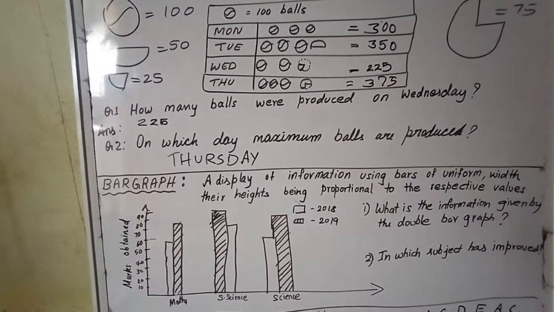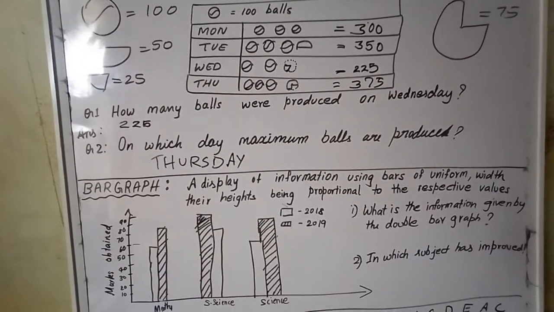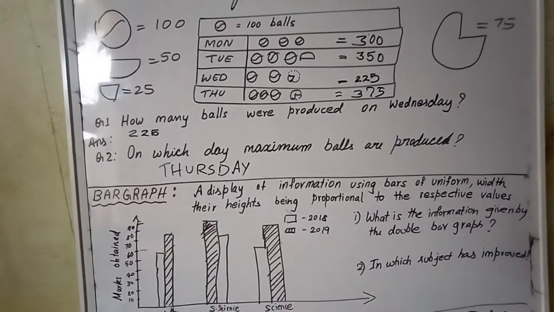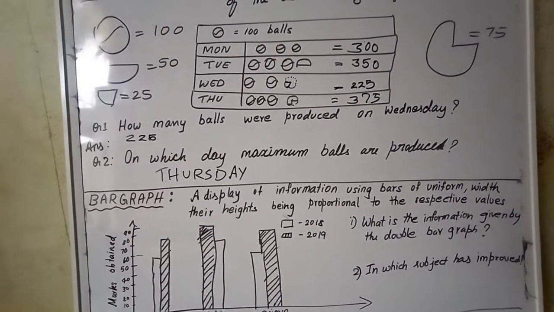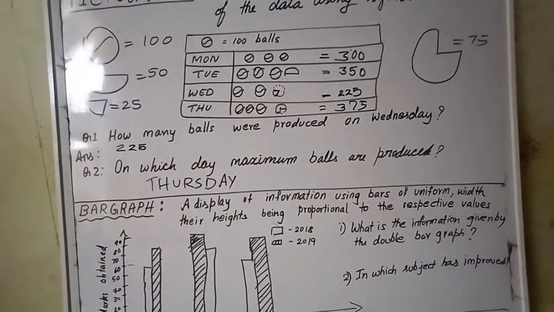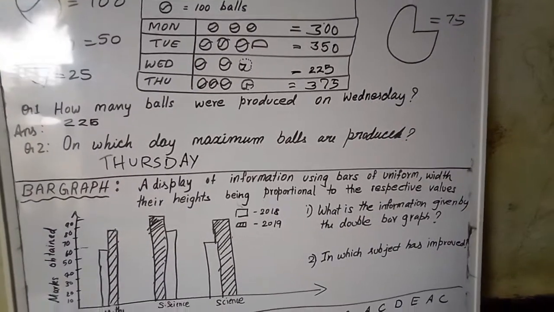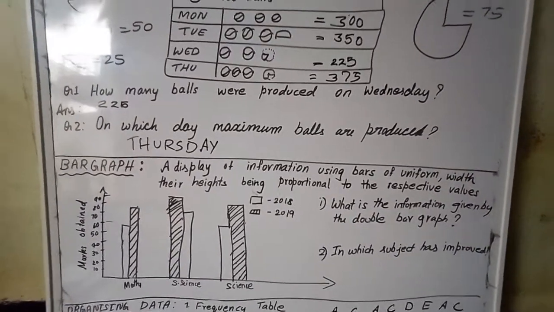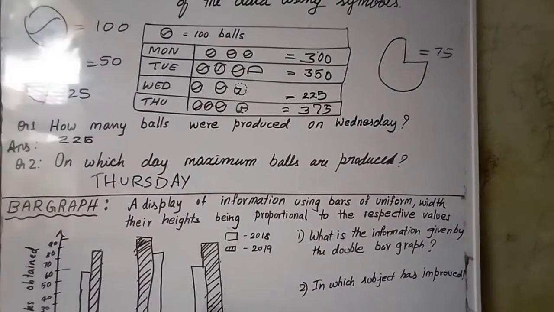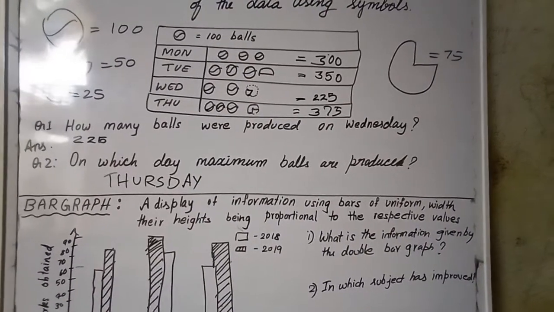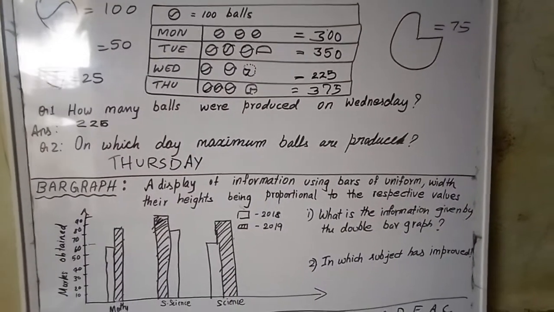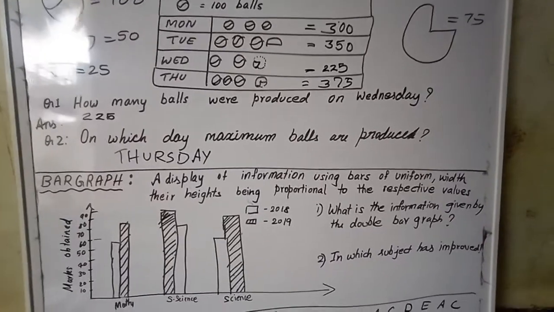So in this way you can compare the data. This is a bar graph. You will get the information, and it also gives a clear picture, so it is helpful to represent the data. What is the information given by the double bar graph? Comparison between the 2018 and 2019 performance. You can write like that.